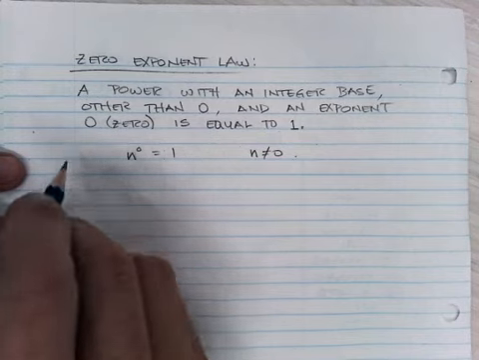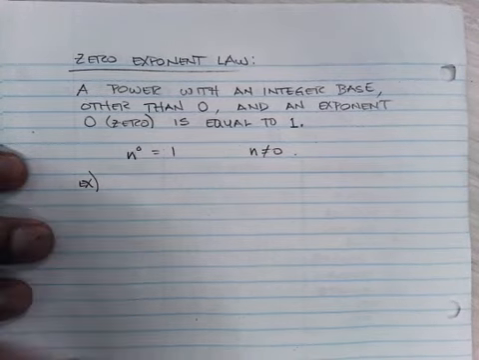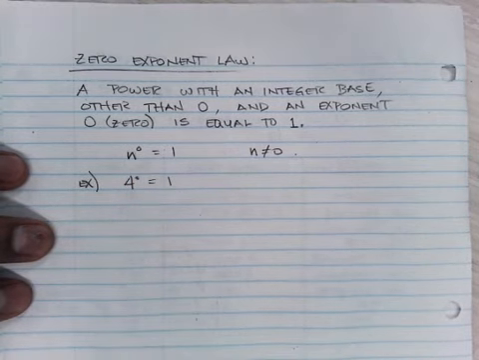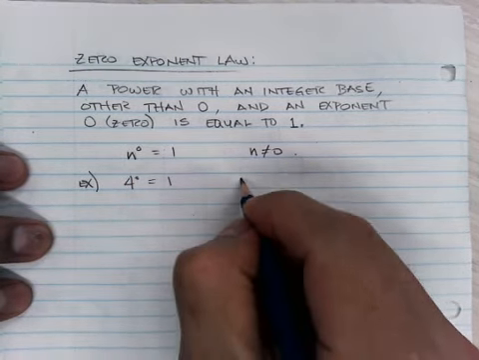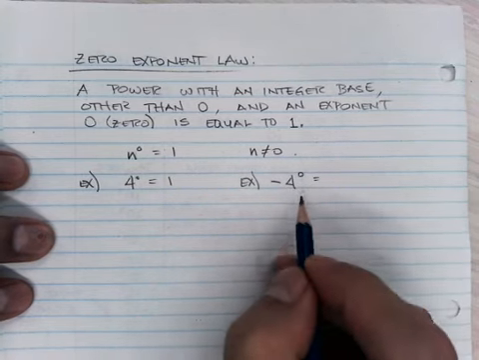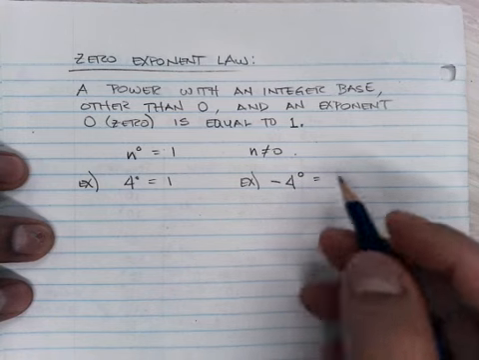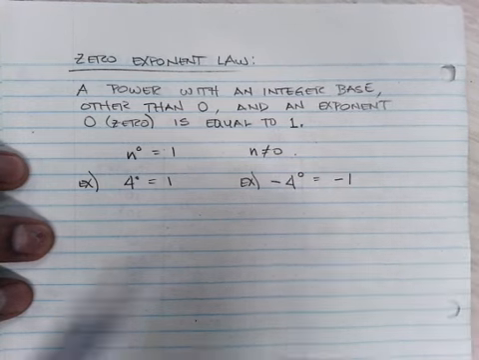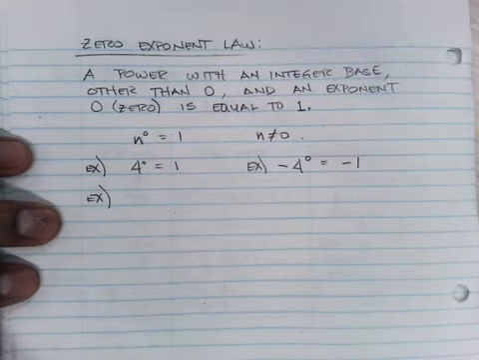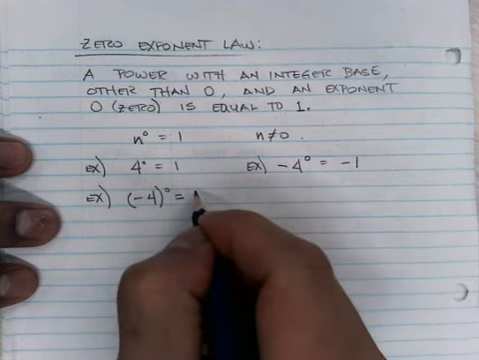So let's try out some examples here. What is 4 to the 0? That's very easy. That's just equal to 1. What about -4 to the 0? Notice there's no brackets around this -4, and therefore the base is just 4, and that negative is a hanger-on. So this is equal to -1. And finally, -4 in brackets to the power of 0 is equal to 1.